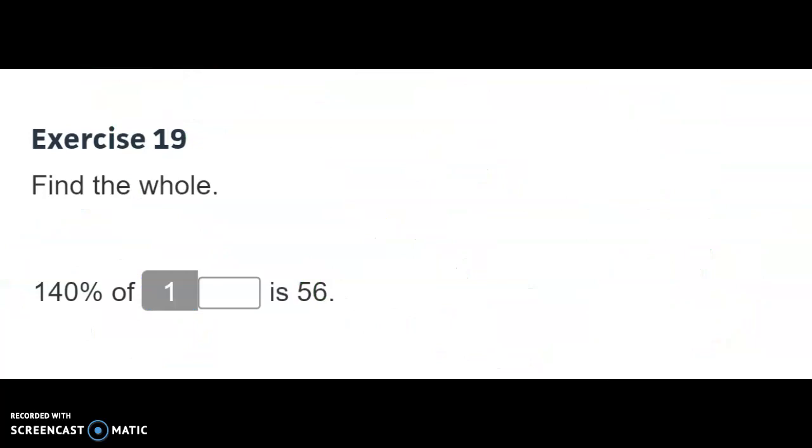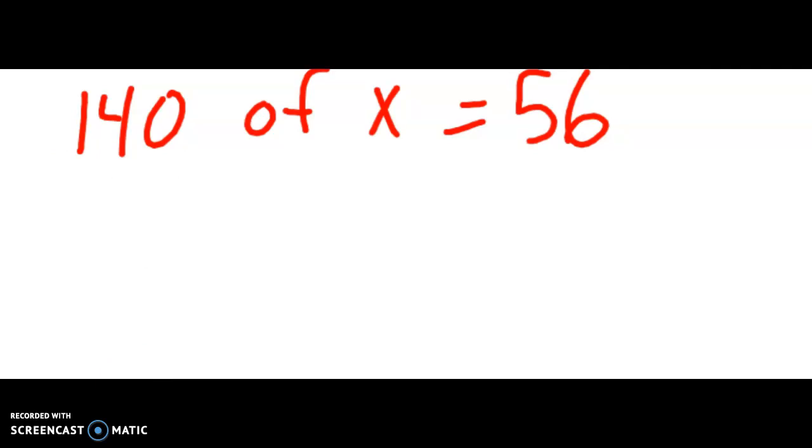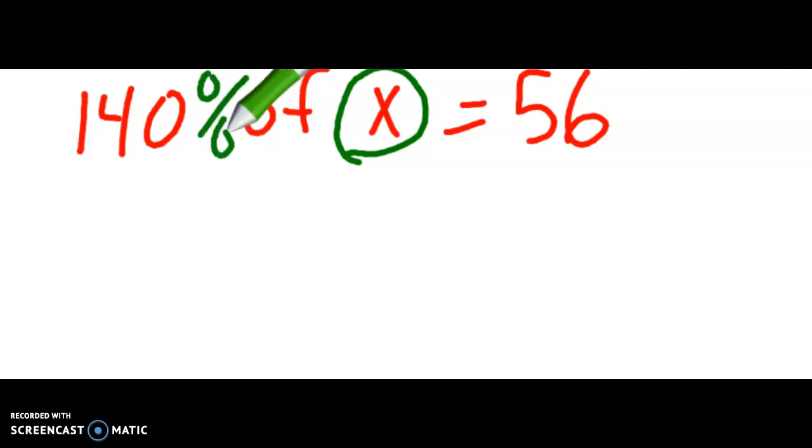Okay, find the whole. 140% of blank is 56. Now remember, this problem is a little bit different because first of all, I gave you a couple clues. One is they said find the whole. So we know that the whole is not 56. 56 is the part. We also know that we're looking for x. We want to know this 140% is of x.